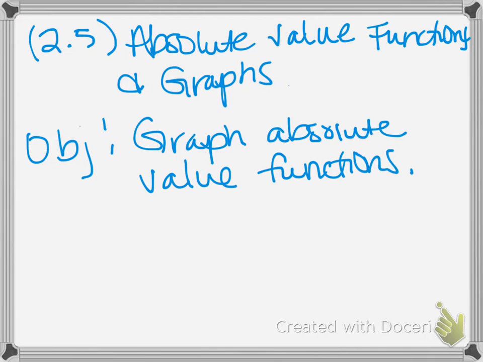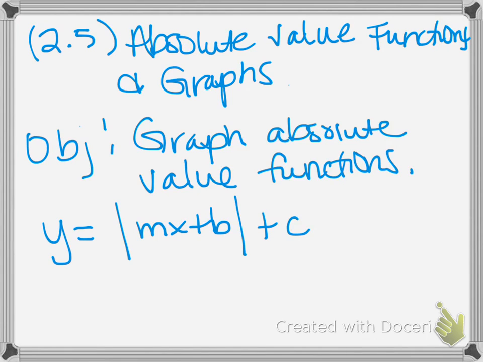So we have seen linear functions. Linear functions are a nice straight line, okay? That's nothing new. But let's talk about what an absolute value function is, kind of its structure, and how we go about graphing it. So the absolute value function takes the form of y equals the absolute value of mx plus b, plus c. Okay, so that's kind of its general form, the bare bones, kind of the skeleton of the absolute value function.